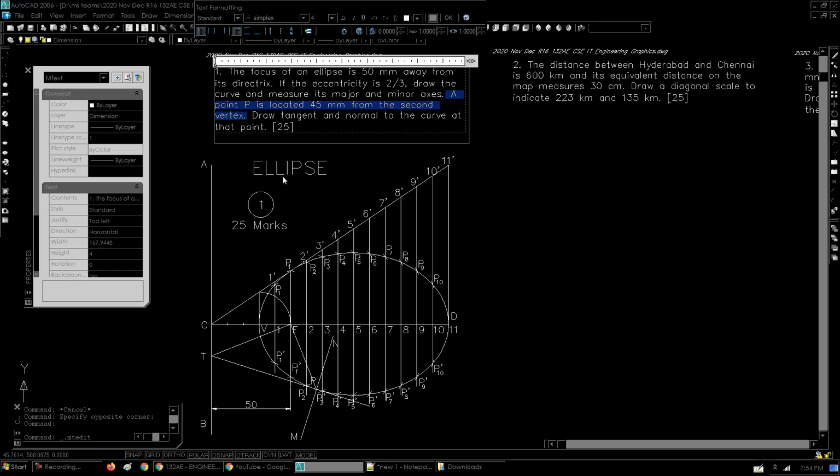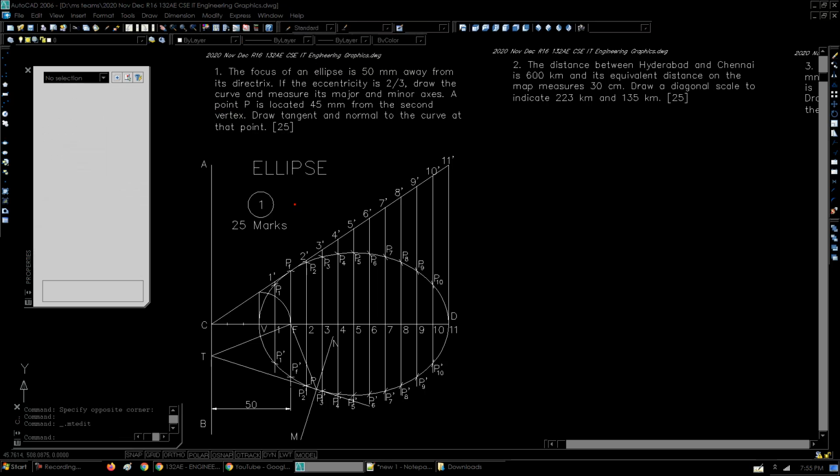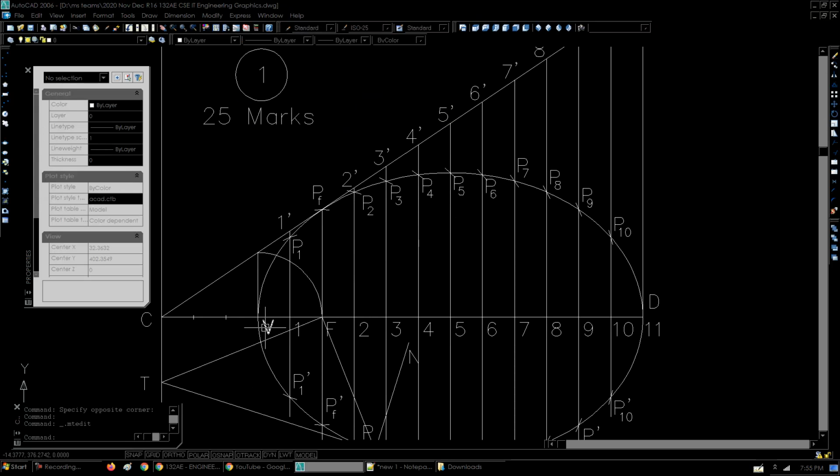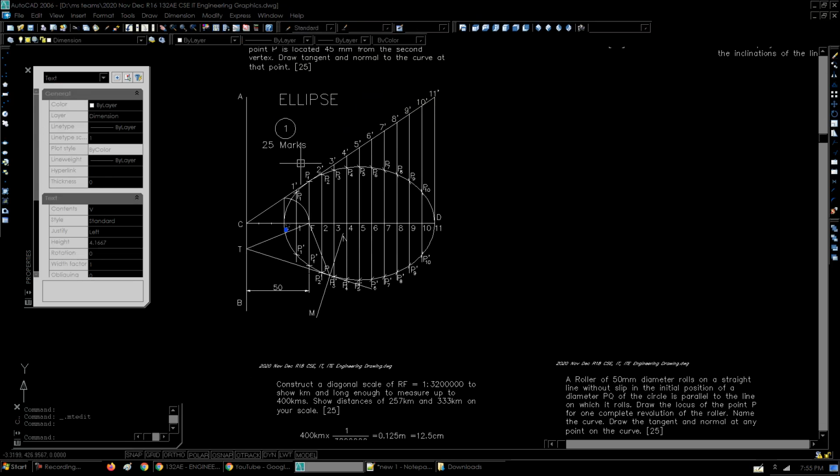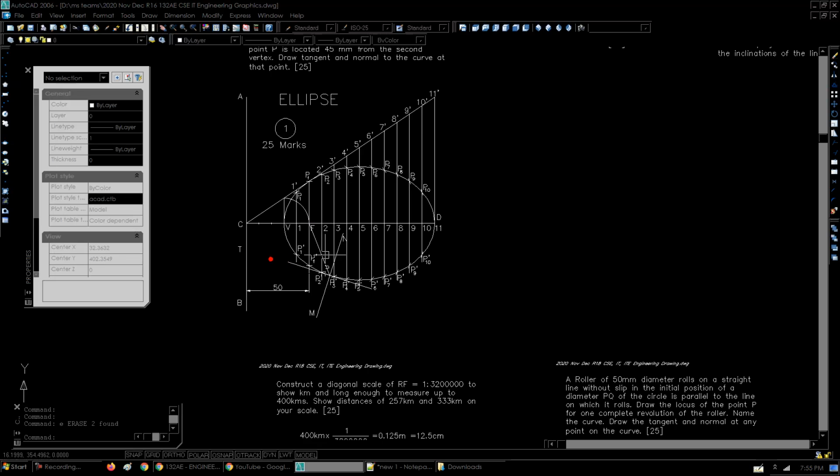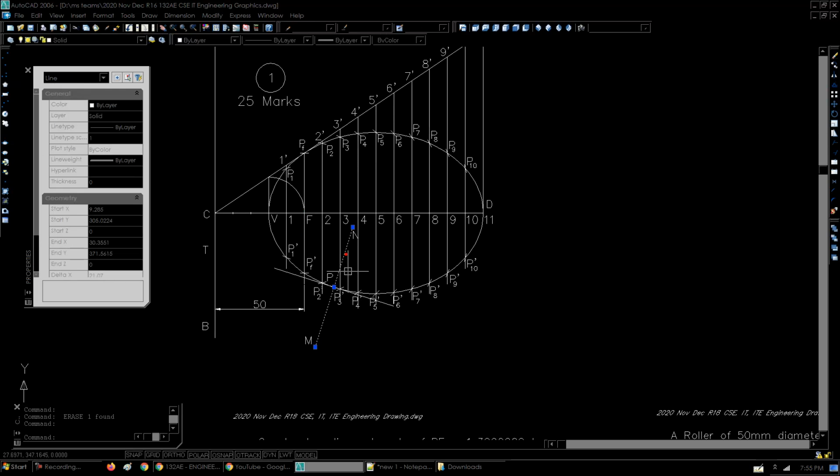He is asking us to draw tangent and normal at a point which is located 45 mm from the second vertex, not from the first vertex, from the second vertex. So the first vertex is this vertex which we all know about. So this distance 45 mm which he is talking about is not supposed to be measured from the first vertex. It's actually supposed to be measured from the second vertex. So I'll have to delete these tangents and normals which we had drawn last time.